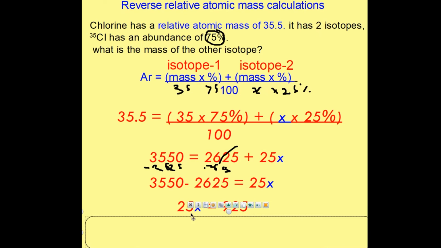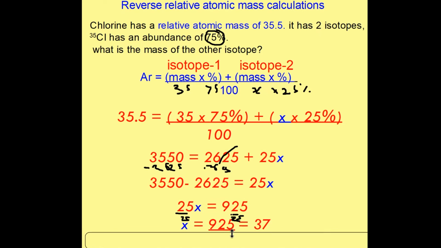And then at the moment this is 25x, so if we divide both sides by 25, we'll get what x is. And funnily enough, it turns out to be 37. There you go.